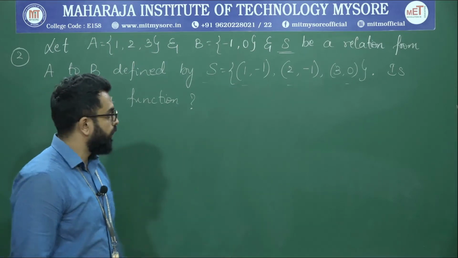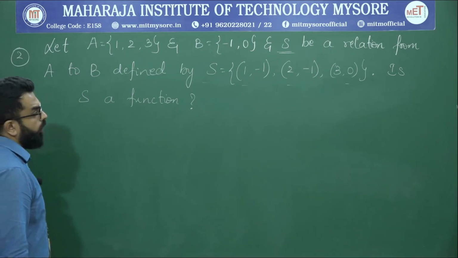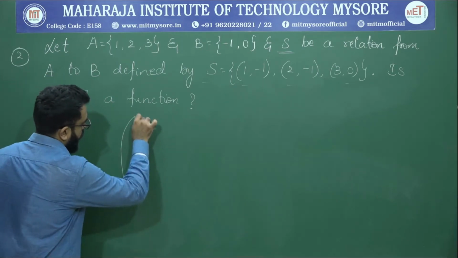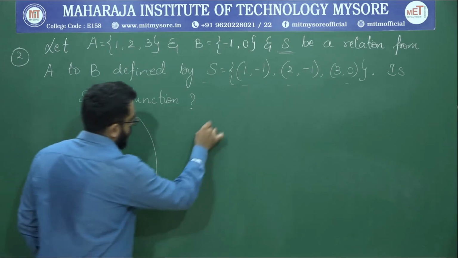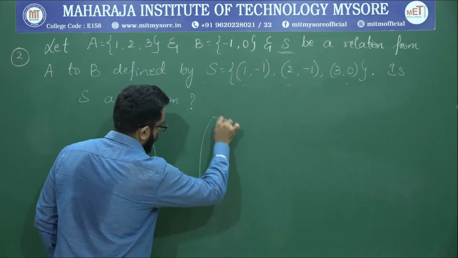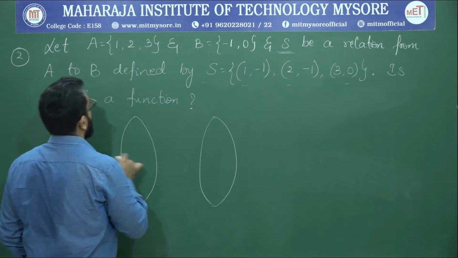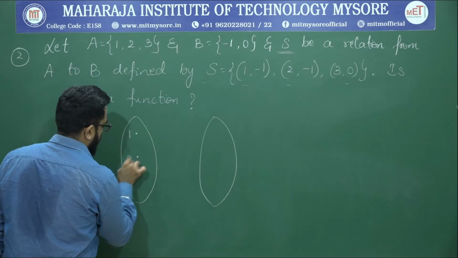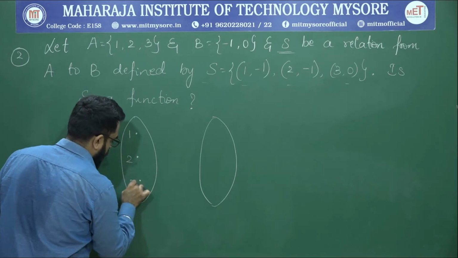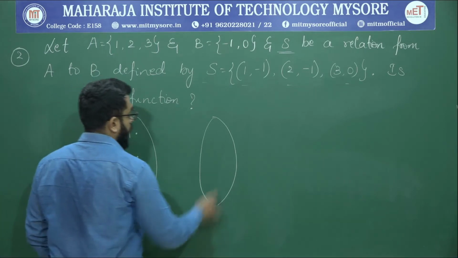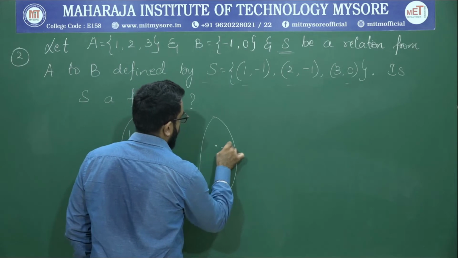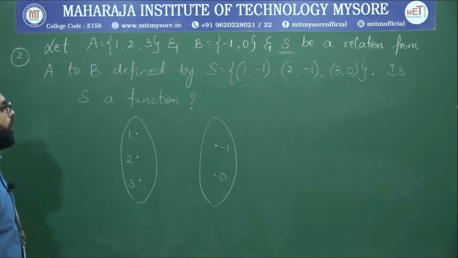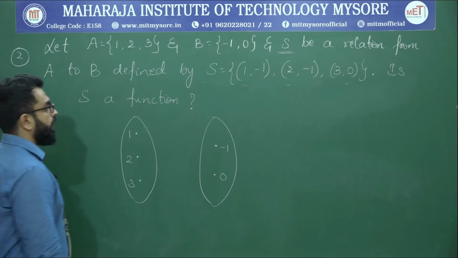Again, recall the definition. For the ease of solving this, we'll take the help of arrow diagrams. We'll try to draw it so that the representation would be easier for us to solve. The elements of A are 1, 2 and 3. The elements of B are -1 and 0. Correct? Then how do we map it? With the help of the relation S.